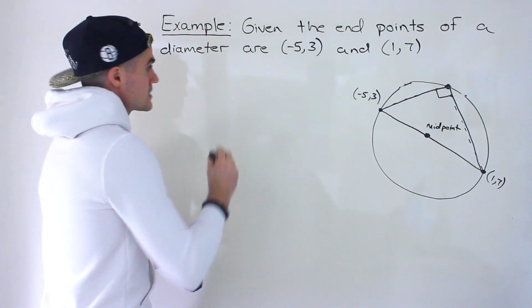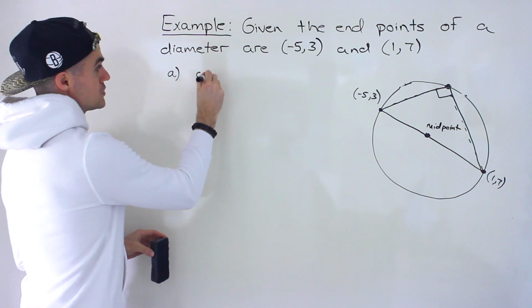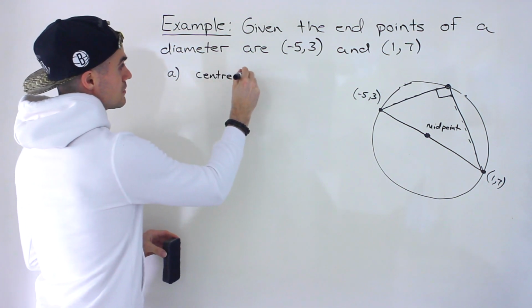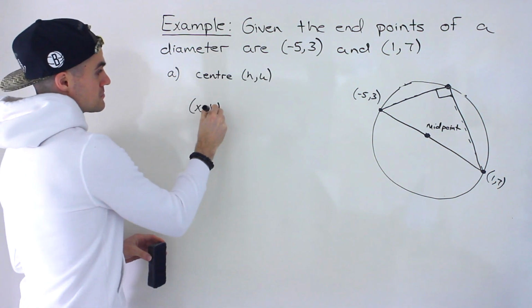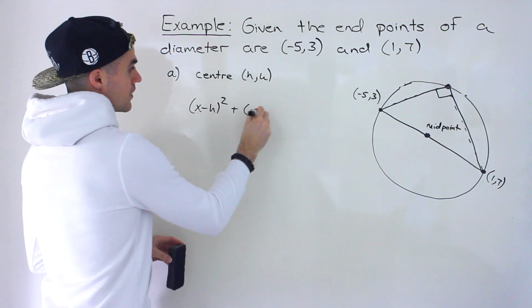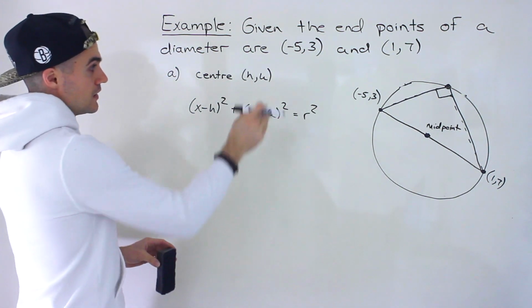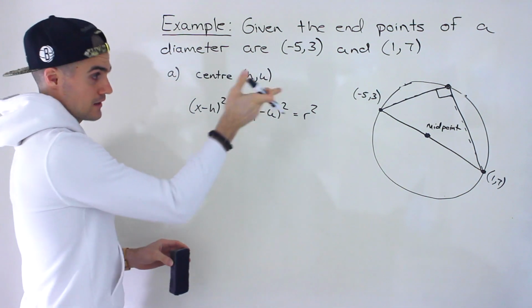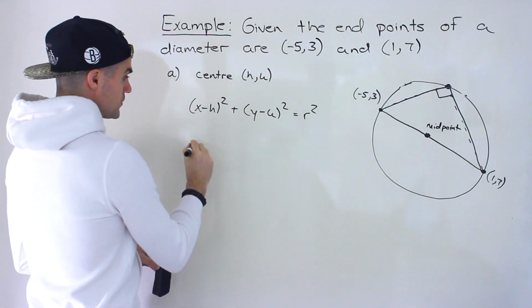So let's first, in part A, find the equation of a circle. Now, remember the equation of the circle: if a circle has a center at h and k, the equation of it is going to be x minus h squared plus y minus k squared is equal to the radius squared. So let's first find this h and k. As I mentioned, it's going to be the midpoint between the two endpoints.